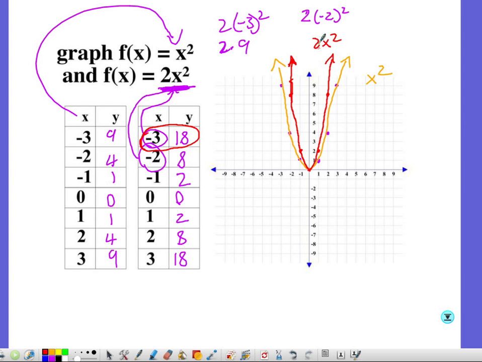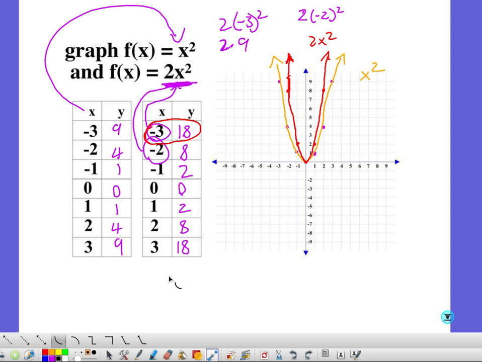So when we took our function and multiplied it by 2 in front of the function, what happened to the function? Well, one of my students said, it got skinnier. Yes.